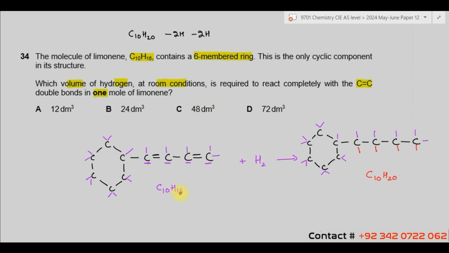We have C10H16 and C10H20, so we need 4 more hydrogen atoms. So we can multiply this part with 2. So 1 mole of this structure requires 2 moles of hydrogen. At room conditions, 1 mole is 24 decimeter cube. So for 2 moles, it will be 48 decimeter cube. So this is the volume of hydrogen gas required.